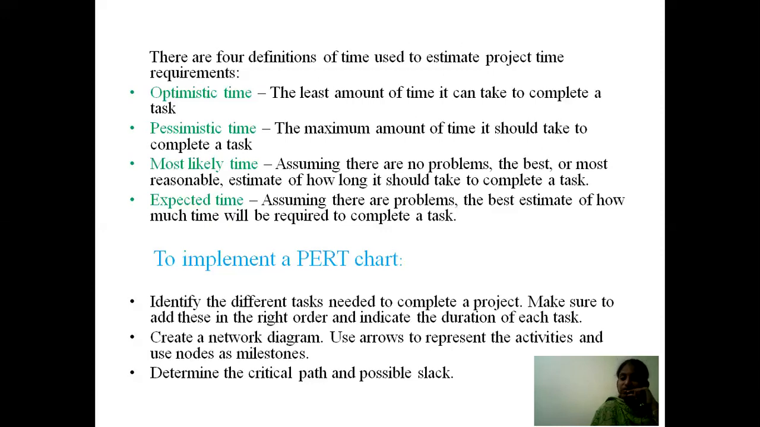Then after assigning the tasks in a sequential order, we have to mention the duration of each and every task. Then we have to draw the network diagram by using arrows to represent the activities and nodes with a circle shape, and determine the critical path and also possible slack or float. Okay.